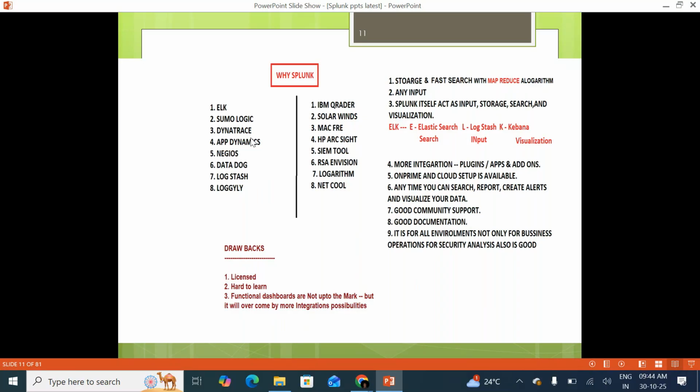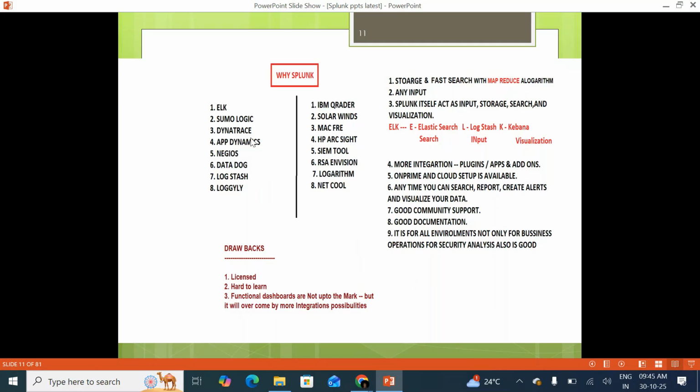Which one will companies use, cloud or on-premise? Mostly both. Still, about 60% of people are using on-premises only. 30 to 40% are using cloud, and of that, 20% are on Splunk Cloud and 10 to 15% are on Splunk Enterprise with AWS cloud, Azure cloud, or GCP cloud. Can you cover everything? All three modules I will cover. Don't worry.